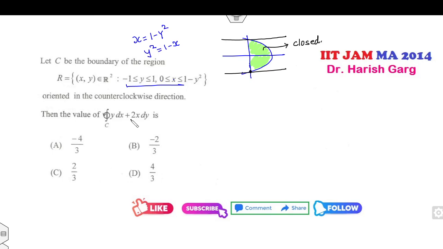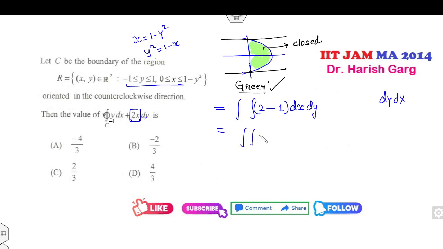This is my Q. This is my P. Both are polynomials and they are continuous, as are their derivatives. So then you can apply Green's theorem. So what is Green's theorem? Double integration of the partial derivative of the coefficient of dy with respect to x minus the partial derivative with respect to y, into dx dy. You may consider it as dy dx as well. So that will be the double integration of 1 into dx dy.